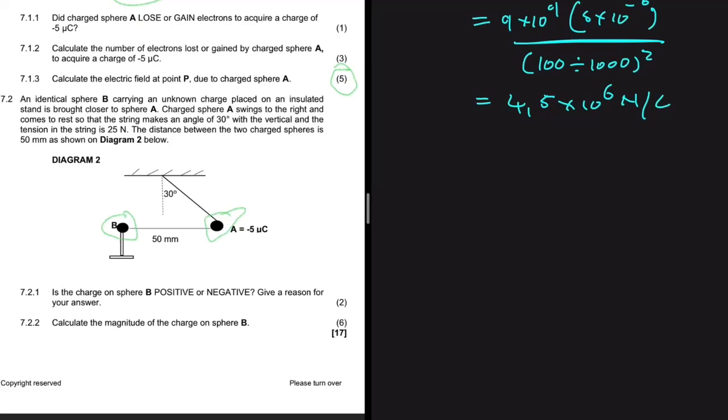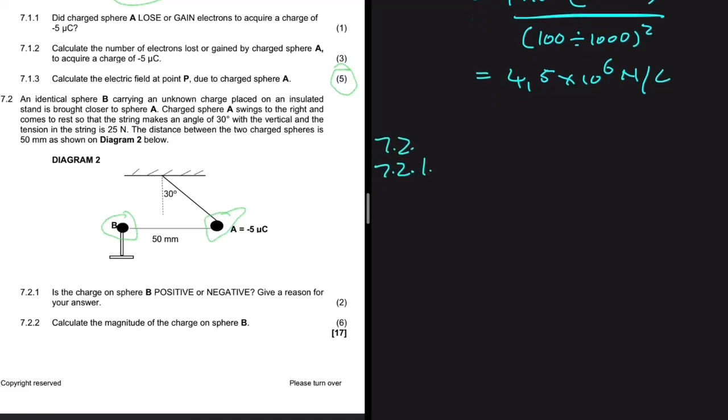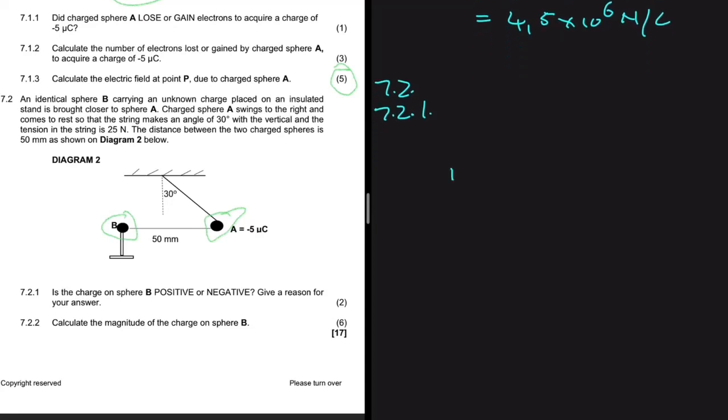And then without wasting any time, 7.2.1 says, is the charge on sphere B positive or negative? Give a reason for your answer. So we have sphere B here and sphere A. When sphere B is moved closer to sphere A, sphere A moves further away. So they should have like charges. That's why they're repelling each other. So we can conclude that sphere B has a negative charge.